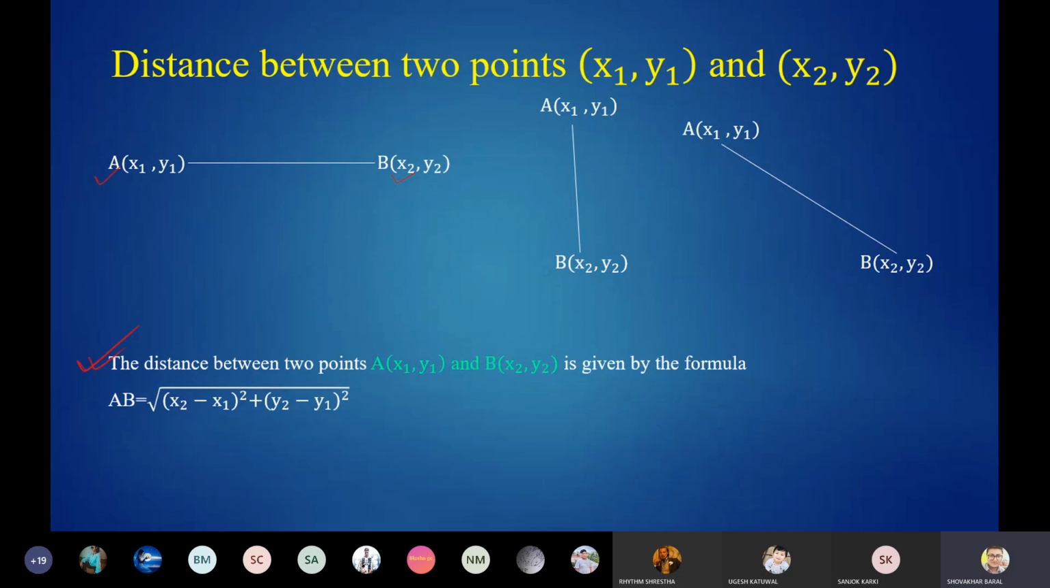So please copy this formula at last. Distance between the 2 points is given by the formula AB equals root over (x2 minus x1) whole square plus (y2 minus y1) whole square.